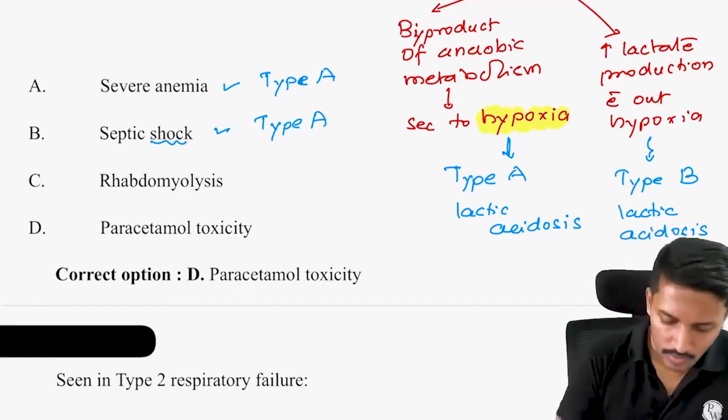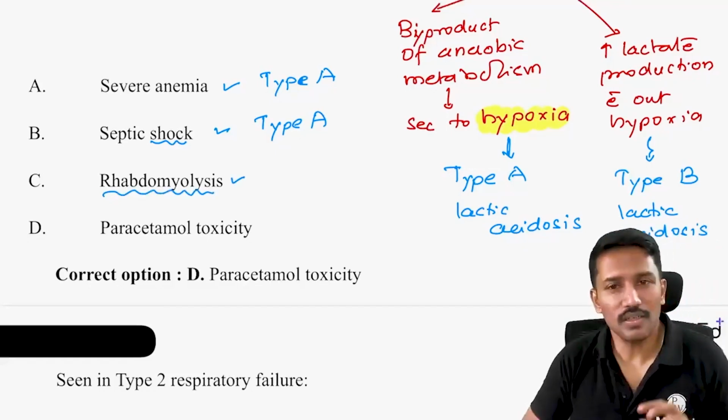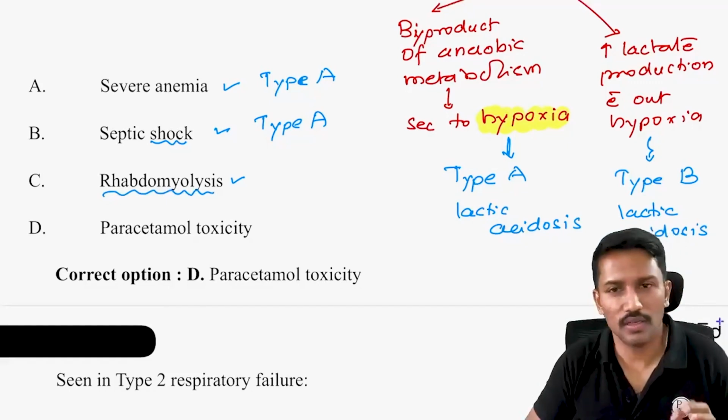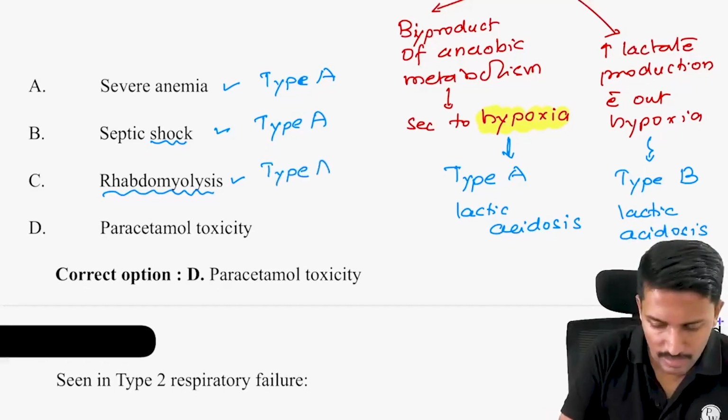Okay. Now in rhabdomyolysis, typically rhabdomyolysis happens because of the muscular injury. Muscular injury can happen because of hypoxia, right? Tissue hypoxia. And again, I would rather count this as type A.